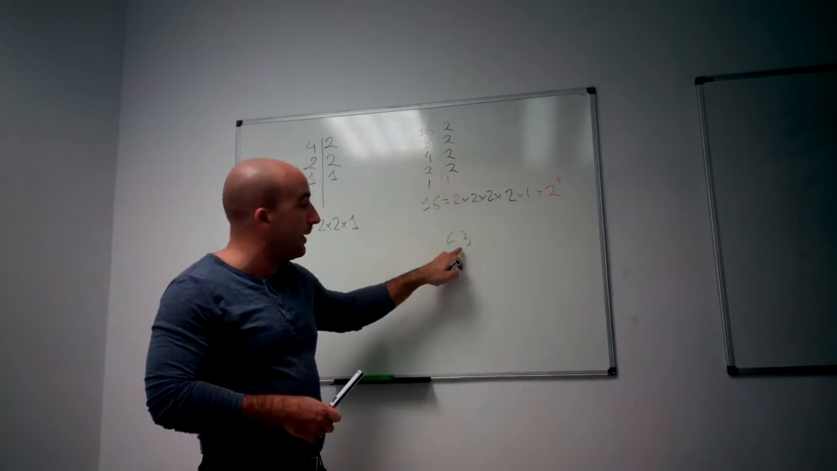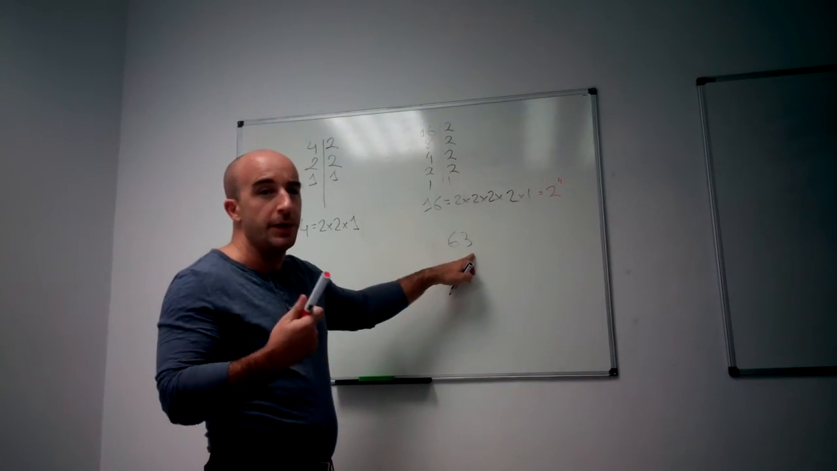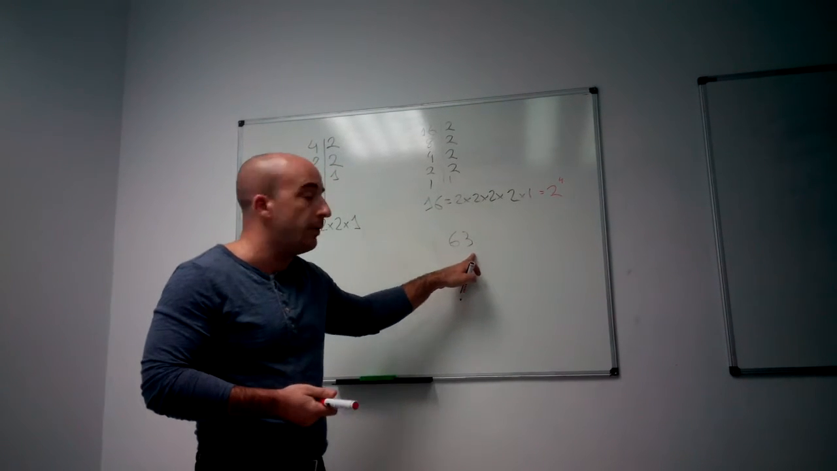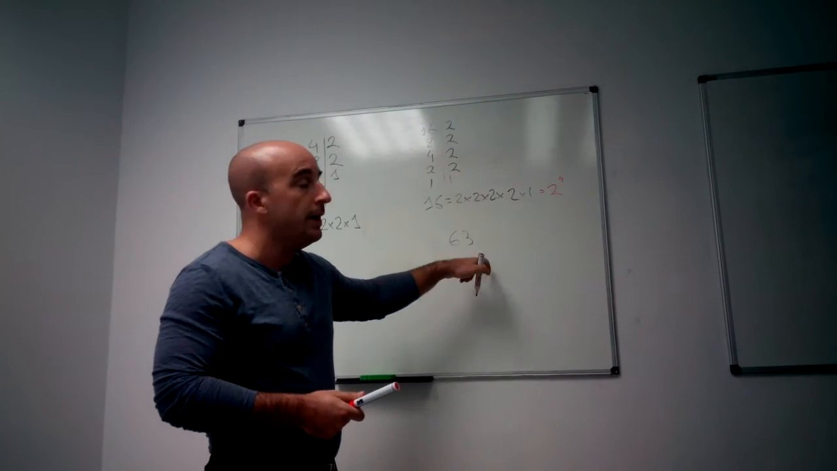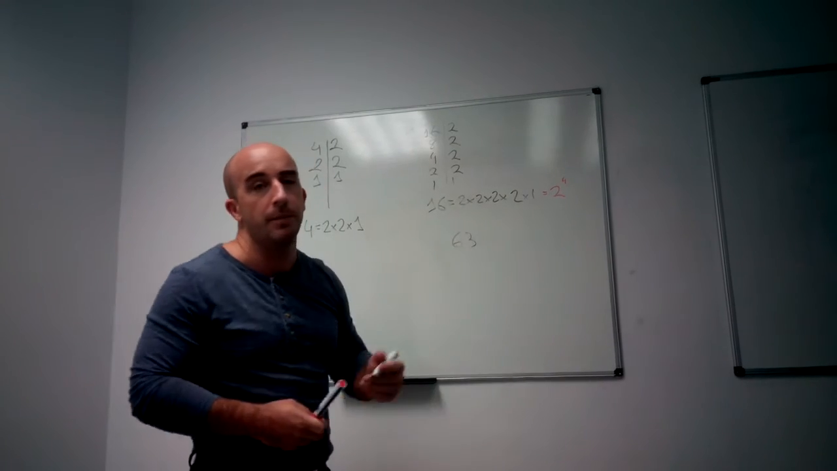If you add up the digits and it gives a number you can divide by 3, then the number can be divided by 3. For example, 6 and 3 is 9. 9 can be divided by 3, so 63 can be divided by 3. Okay?